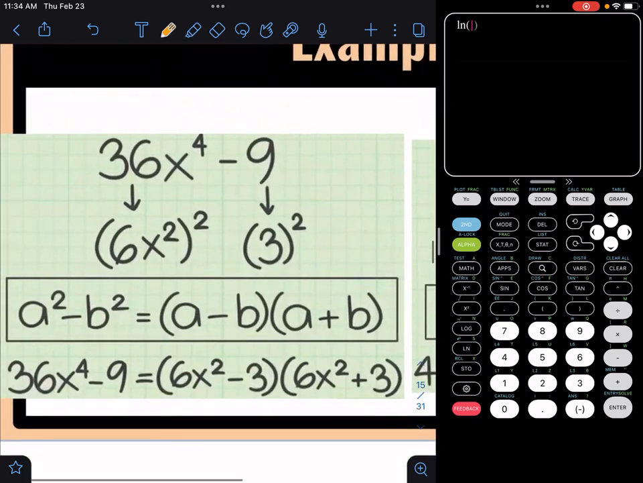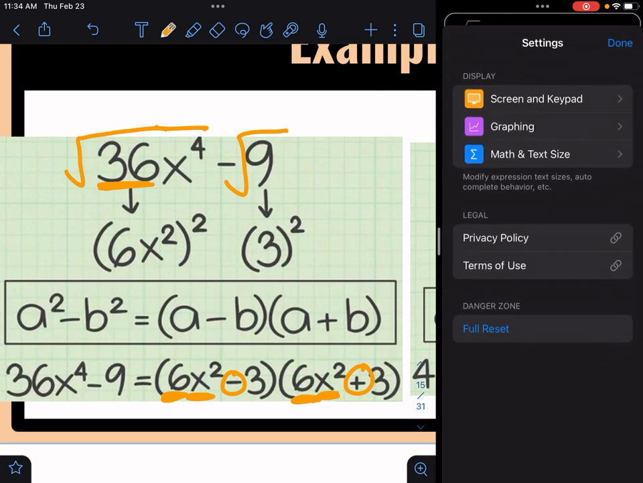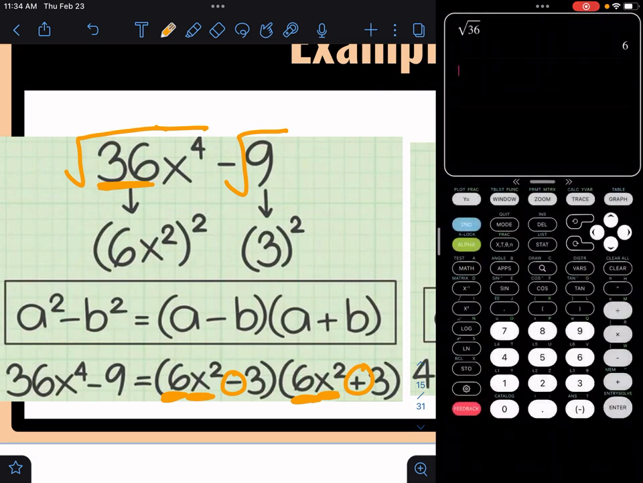Examples. Right here, I know that the square root of 36, if I did this in my calculator, the square root of 36, let me clear out my calculator, the square root of 36 is 6, and the square root of x to the fourth would be x to the second. You just divide the exponent by 2. And then the square root of 9 is 3. So you write your final answer as, what is the square root of 36 x to the fourth? Well, the square root of 36 is 6, and the square root of x to the fourth is x to the second. Then you put your minus and plus, and then you ask yourself, what is the square root of 9? It is 3 and 3.